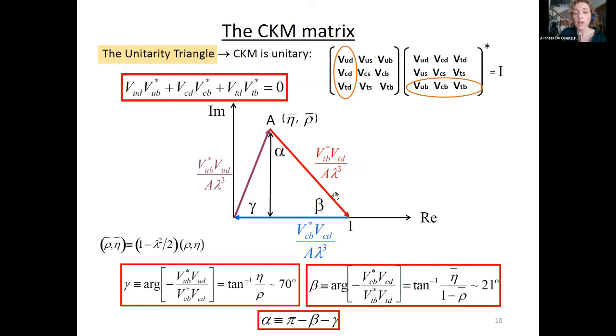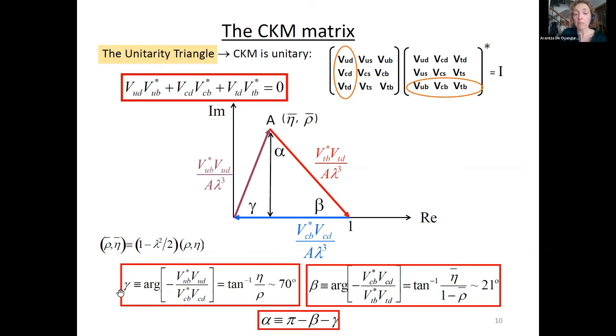Okay, so in the case of, if you normalize this expression appropriately, at the end one of the sides is divided by A lambda cubed, and the base of this triangle is one. This is just a convention to have it properly normalized. Then each of the sides can be expressed in terms of these parameters, and the angles can also be expressed in these elements.